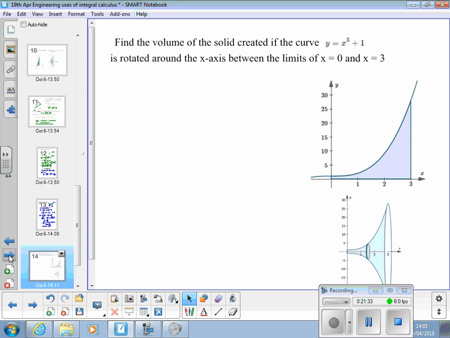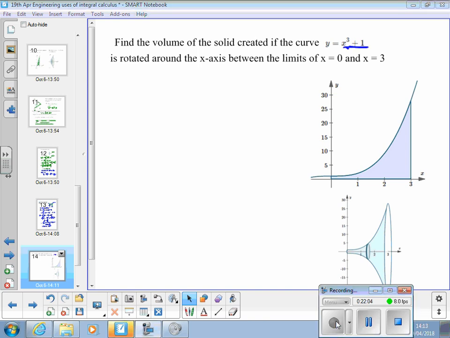Right. Find the volume of the solid created if the curve y equals x cubed plus 1 is rotated around the x-axis between the limits of x equals 0 and x equals 3. So I'm going to leave you to do that one completely on your own, right from the start. And then we'll go through a worked solution.